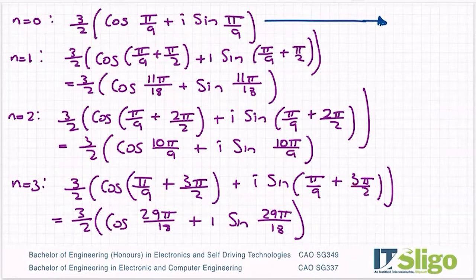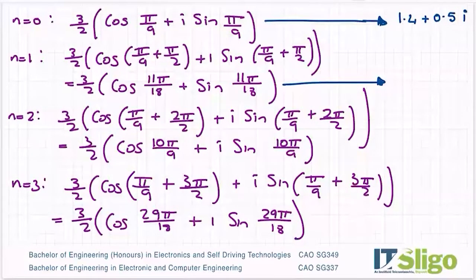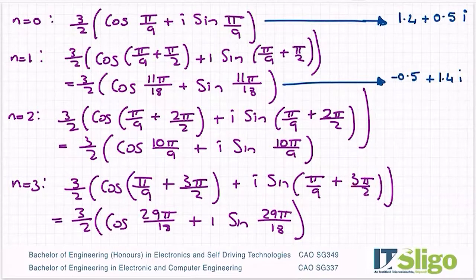So then 3/2 cos pi over 9. And I get 1.4. I'm just going to leave it as one place of decimal because I have to plot it. And then I go back and change the cos to sine, plus 0.5i. Okay, let's come over with this one. So it's 3/2. I have sine in the calculator, so I'm going to do that bit first. So 11 pi over 18. So I'm getting plus 1.4i here. Now that's because I had sine in my calculator. I'm just reusing the same stuff. So then cos, so I'm getting minus 0.5 plus 1.4i.